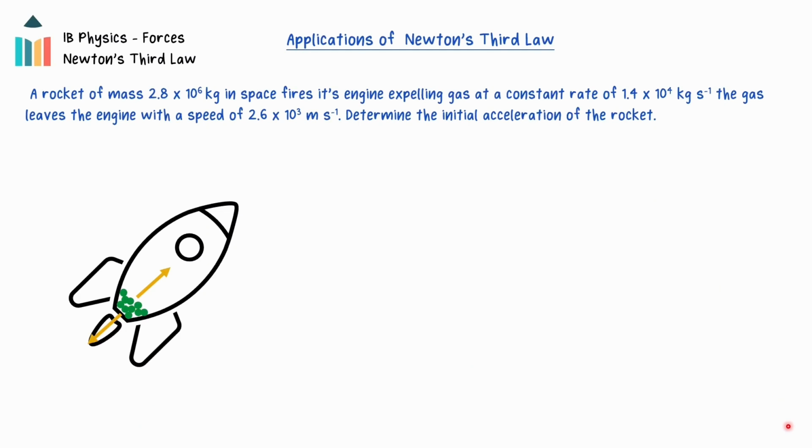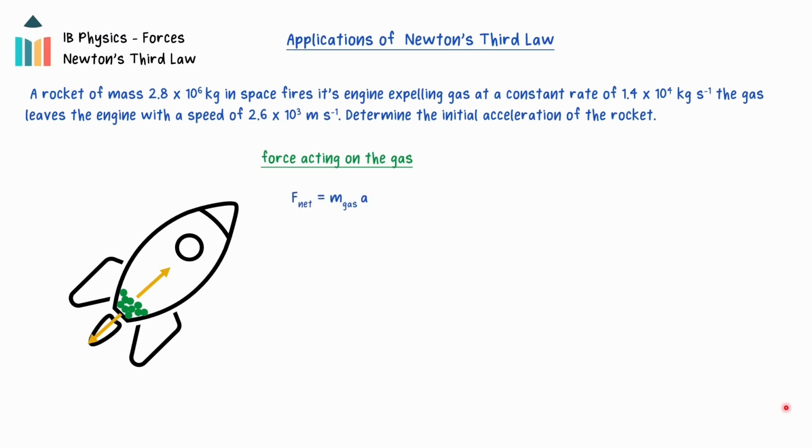Here's an example question using these ideas. A rocket of mass 2.8 × 10^6 kilograms in space fires its engine expelling gas at a constant rate of 1.4 × 10^4 kilograms per second. The gas leaves the engine with a speed of 2.6 × 10^3 meters per second. Determine the initial acceleration of the rocket. According to Newton's third law, the force that the rocket applies to the gas will be equal in magnitude to the force that the gas applies to the rocket.